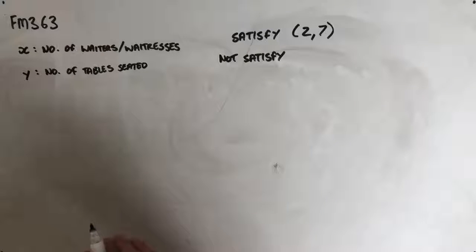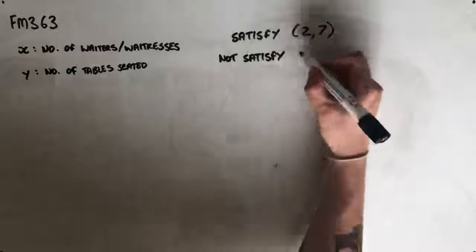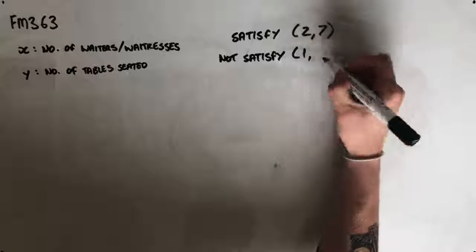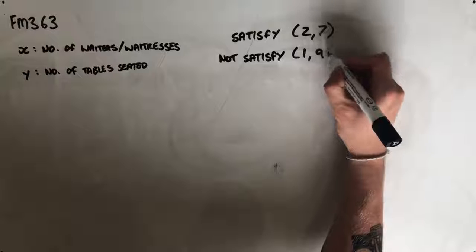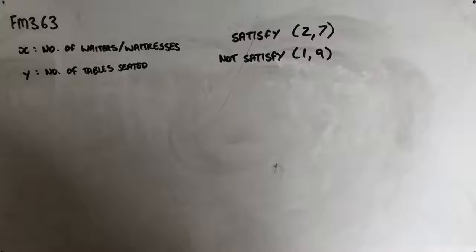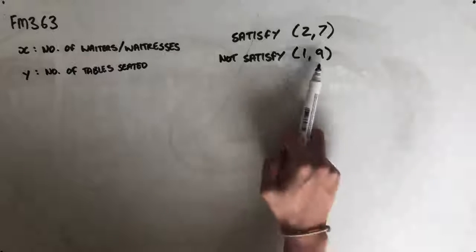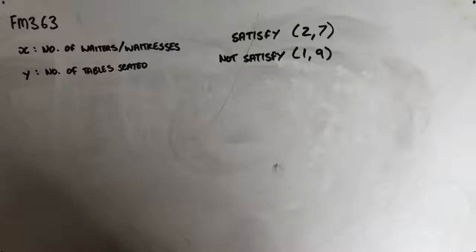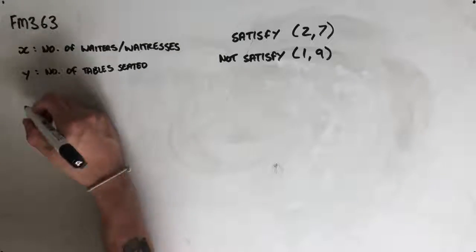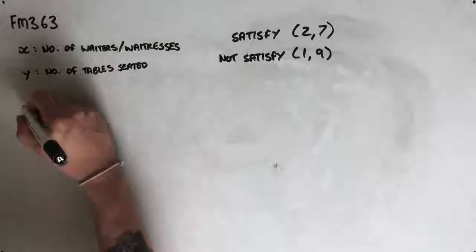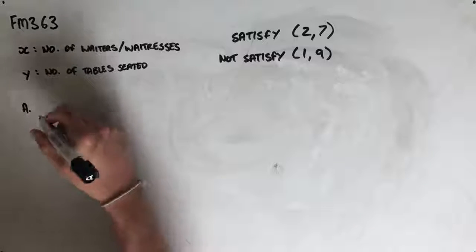And we're going to have another set of conditions that doesn't satisfy. So we're going to have 1 waitress or waiter taking care of 9 seated tables. So that doesn't meet that, because we need at least 1 for every 7, and we've got 1 on more than 7. So we would need a second person involved to satisfy that condition. So from here, we're going to take these 2 sets of conditions and just start substituting them into the inequalities.